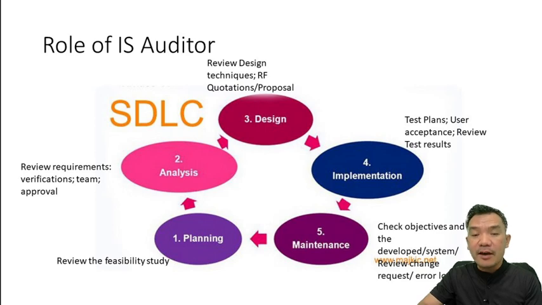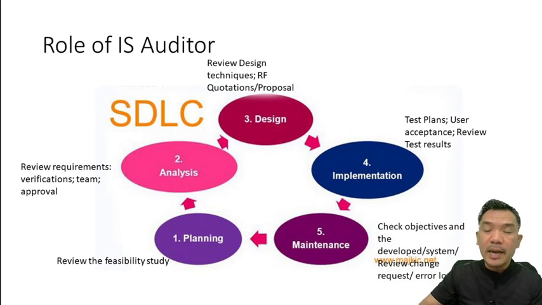On the fourth stage, which is the implementation, we have to check the task plans, the user acceptance, and review test results. That means we will examine, physically or based on the documentation, whether the team performed tests and what tests they performed during the system test. Because if not, you will have to retest the system to see if it works or not.